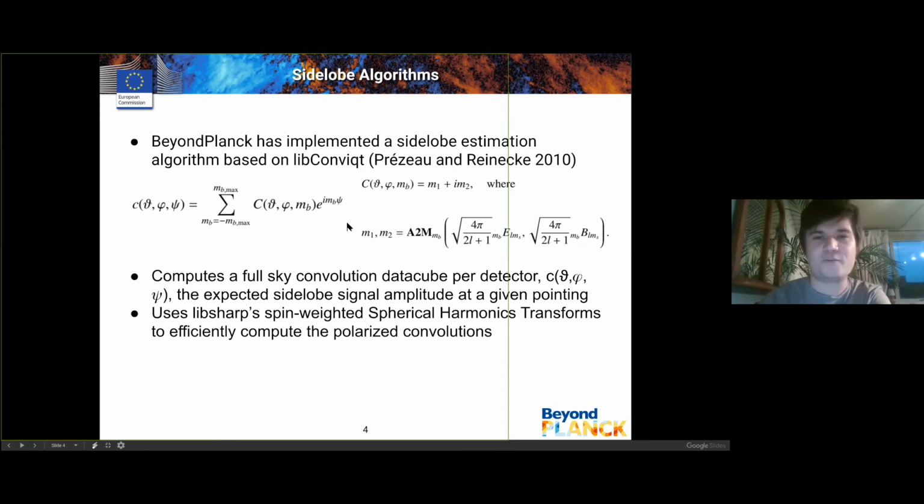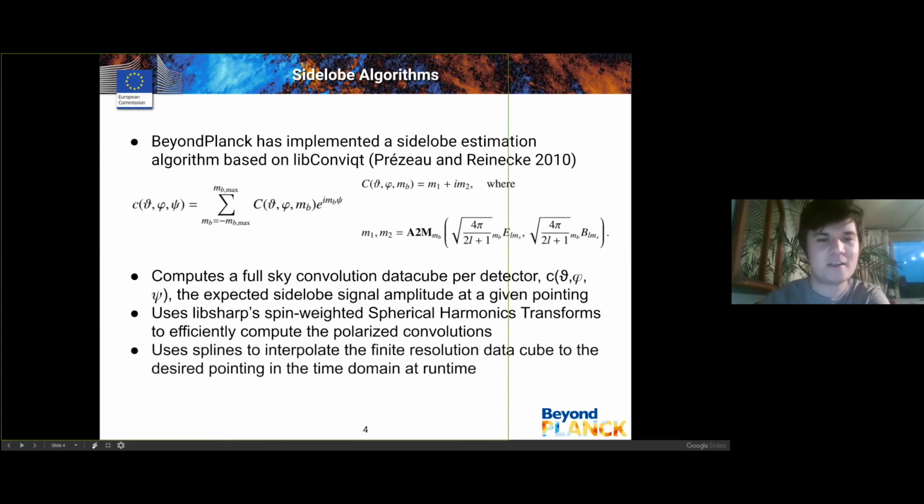The full derivation of how this works will be in the paper, but I'm not going to go through all of it today because no one wants to sit through that. Once we have this full-sky convolution cube, then at runtime we use basically a splining procedure to interpolate this convolution cube at fixed resolution to the actual full-resolution time-domain data that we're looking for.